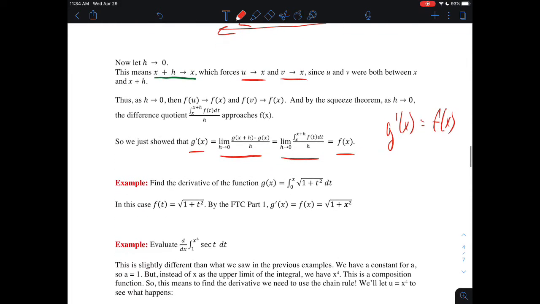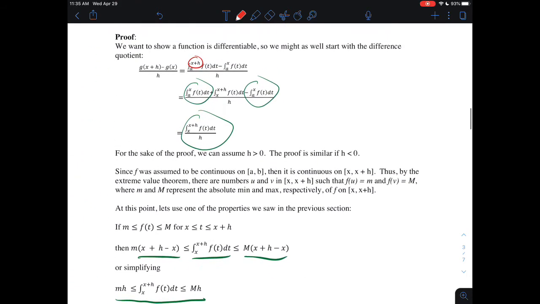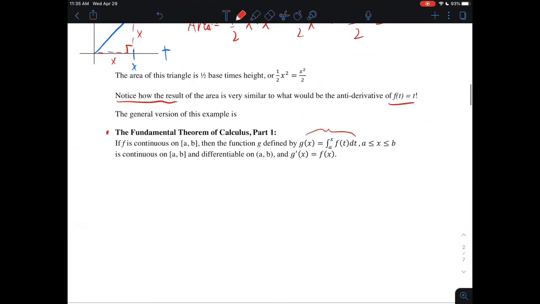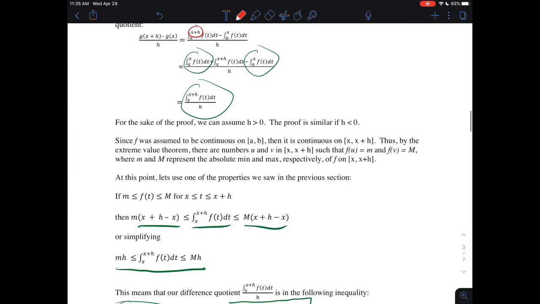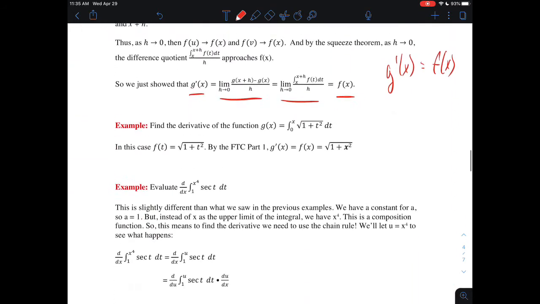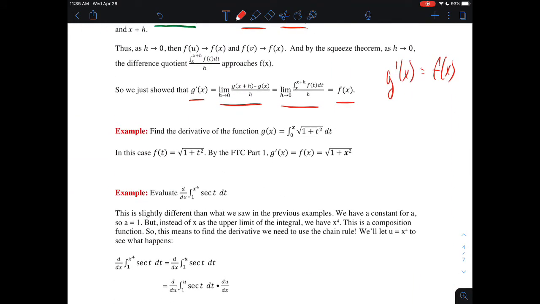First, find the derivative of the function g of x, which is equal to the integral from 0 to x of the square root of 1 plus t squared dt. So if you compare this to the fundamental theorem of calculus part 1, we've got the same sort of format. It's just that a is equal to 0. And it doesn't matter what a is equal to. You'll notice that the derivative doesn't really bother with that. So the derivative of this function, we can just note that f of t is equal to the square root of 1 plus t squared.